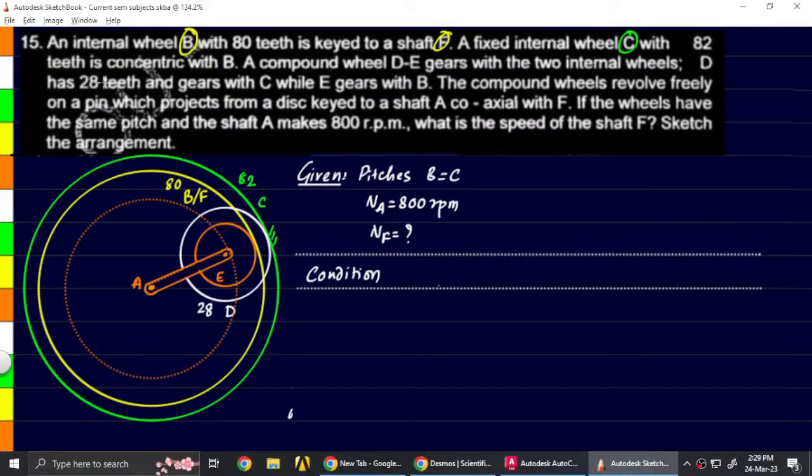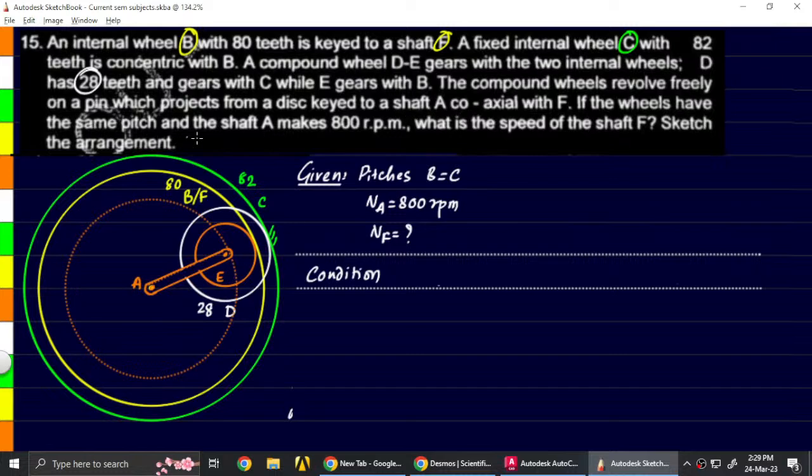For D, the number of teeth have been given to us, whereas for E the number of teeth have not been given. You can see D has 28 teeth and gears with C. You can see it's gearing with C indeed, and E is gearing with B. He has not provided us the number of teeth for E, and then they are all coaxial.